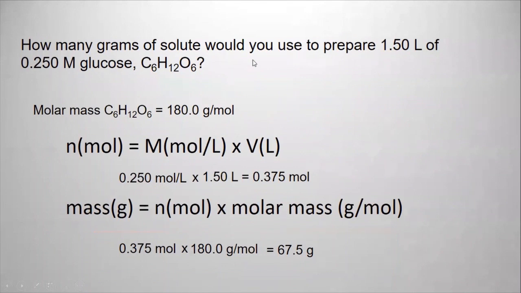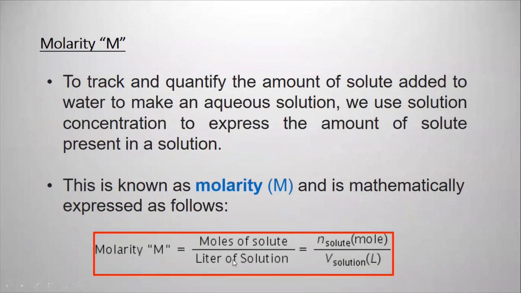How many grams of solute would you use to prepare 1.5 liters of 0.25 molar glucose? You have the formula. So what information do we have? We have the liters of the solution. We have the molarity. So I have these two. I'm missing a third. So in this equation, you'll always be given 2 out of 3, with one unknown.